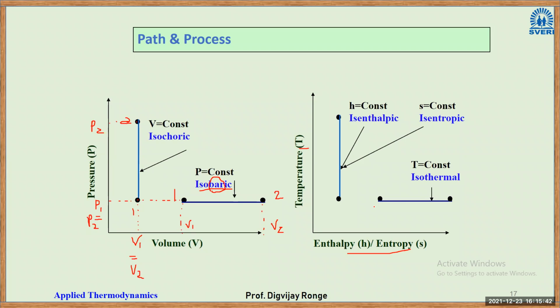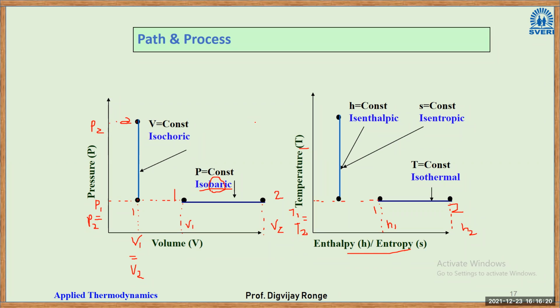So let us take this process. This is state 1. This is state 2. What is happening in this case? Initially, the enthalpy was H1. Finally, the enthalpy is H2. Enthalpy is changing. But if I plot on the temperature chart, initially the temperature was T1. Finally, the temperature was T2. And they both are same, right? Temperature remains constant. So that is why it is called an isothermal process. The process where temperature remains constant is an isothermal process.